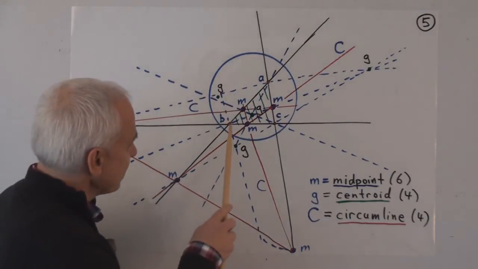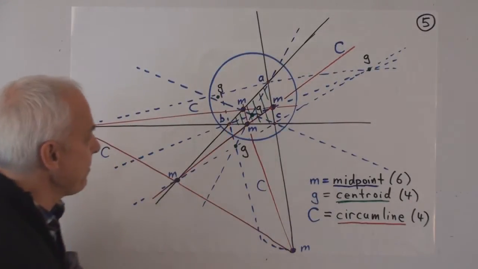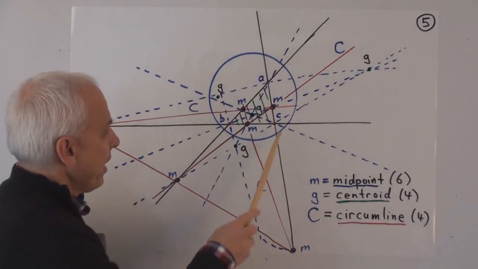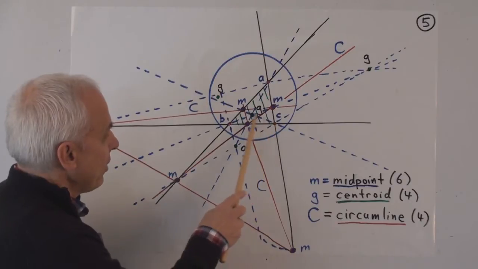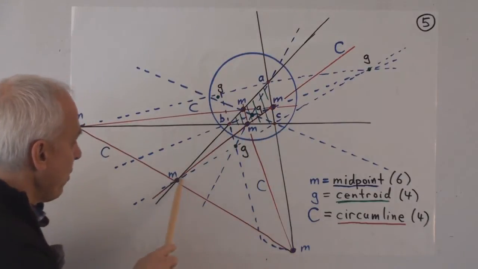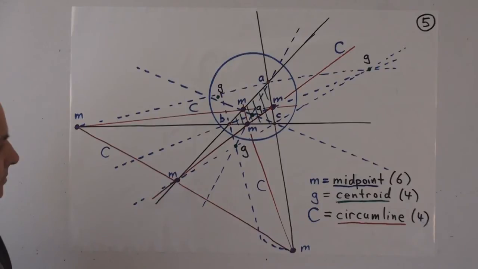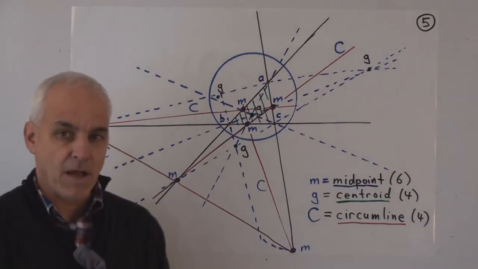But anyway, so there is the median BM. And we've seen that other median there. And then there are 2 medians going through C, one going through that midpoint, and another one going through that midpoint. Now, the question is, do these medians meet 3 at a time?